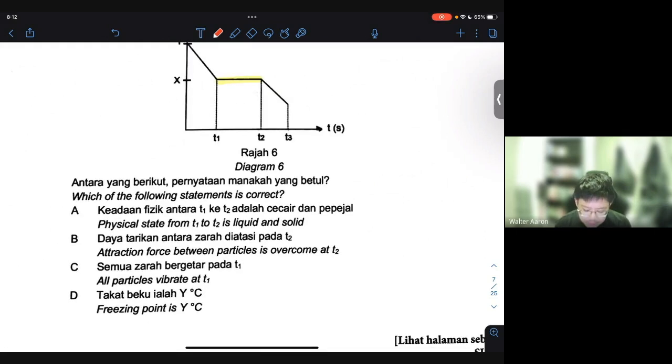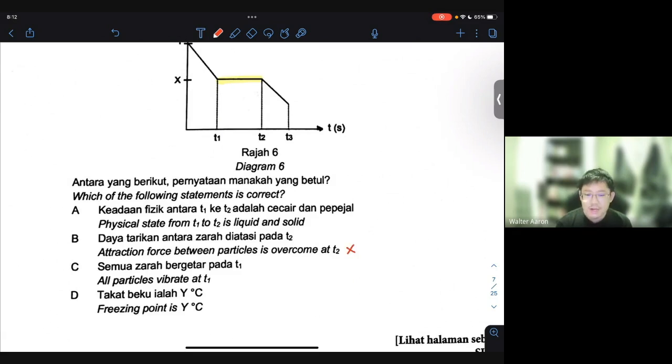Attractive force between particles is overcome at T2. I will say no, because it's cooling down, so it's not trying to overcome the force of attraction. It's actually building up the force itself to pull the particles close to each other. And at C, all particles vibrate at T1. I'll say no. They haven't changed to solid yet. So definitely it won't be able to vibrate. It will still be able to move freely and randomly.